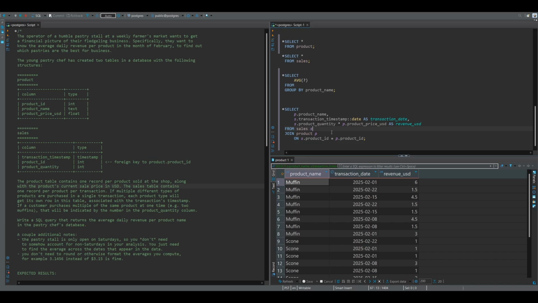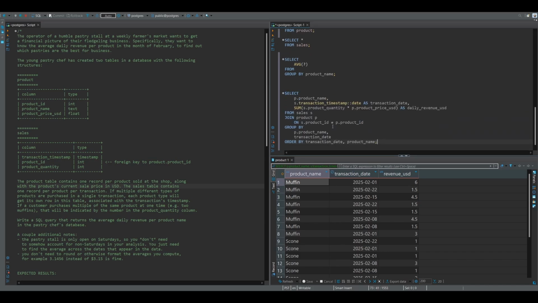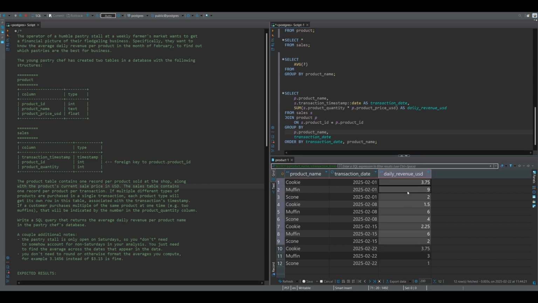Okay, now we have the necessary columns at our disposal to calculate daily revenue per product name. All we need to do is aggregate by date and product name and compute the total, also known as the sum, of the revenue. And for that, we can employ a simple group by statement, and voila. As you can see, we have now constructed a column for daily revenue.